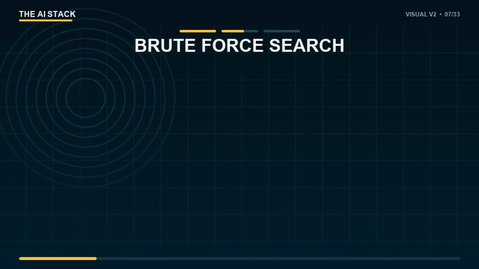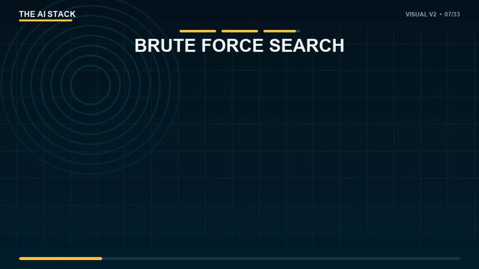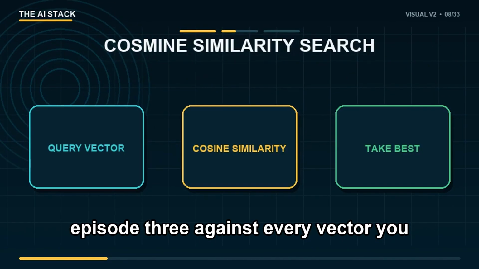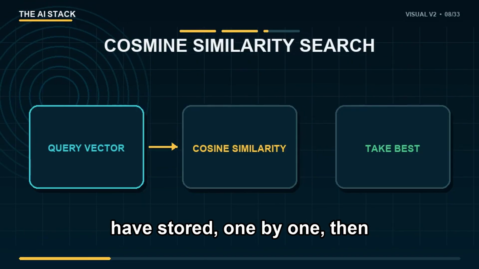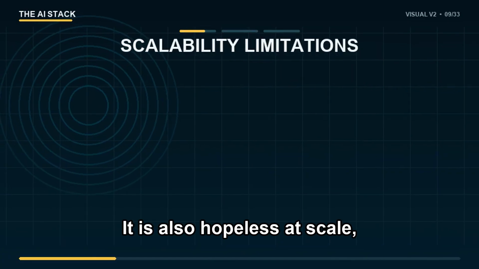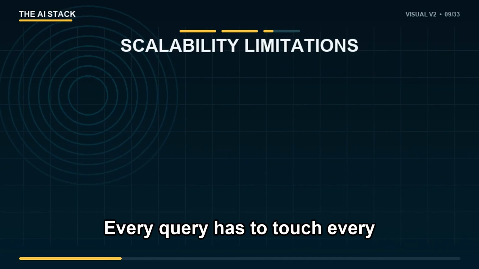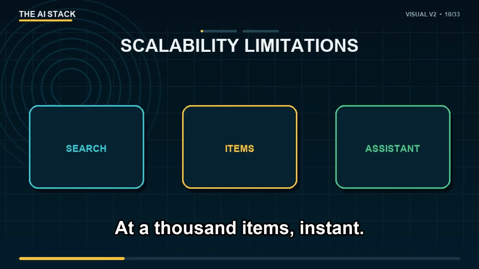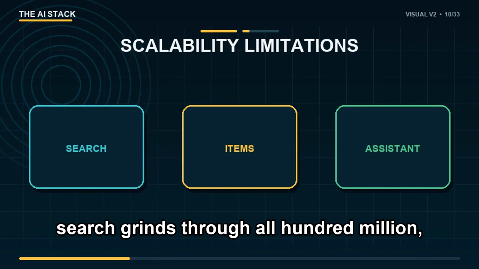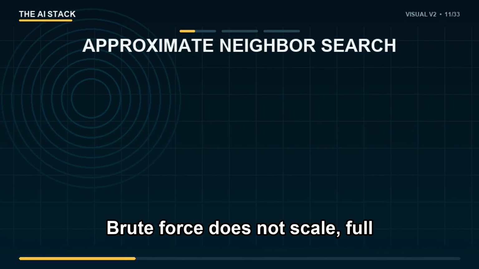watch it fall apart. The simplest possible search is called brute force, and it is exactly what it sounds like. You take your query vector and you compute the cosine similarity from episode 3 against every vector you have stored, one by one, then sort them all and take the best. And it is perfectly accurate. It is also hopeless at scale because the work grows in a straight line with your data. Every query has to touch every vector. At 1,000 items, instant. At 100 million, every single search grinds through all 100 million and your snappy assistant becomes a spinning wheel. Brute force does not scale, full stop.